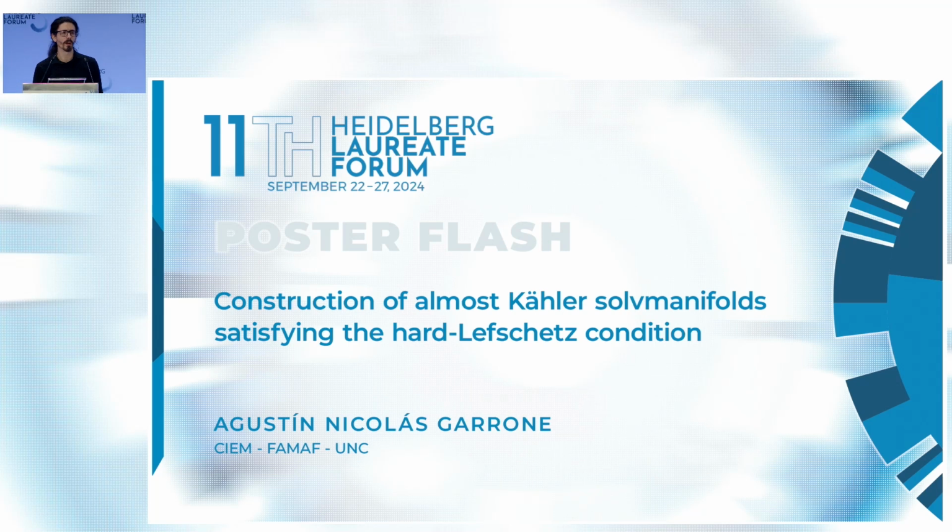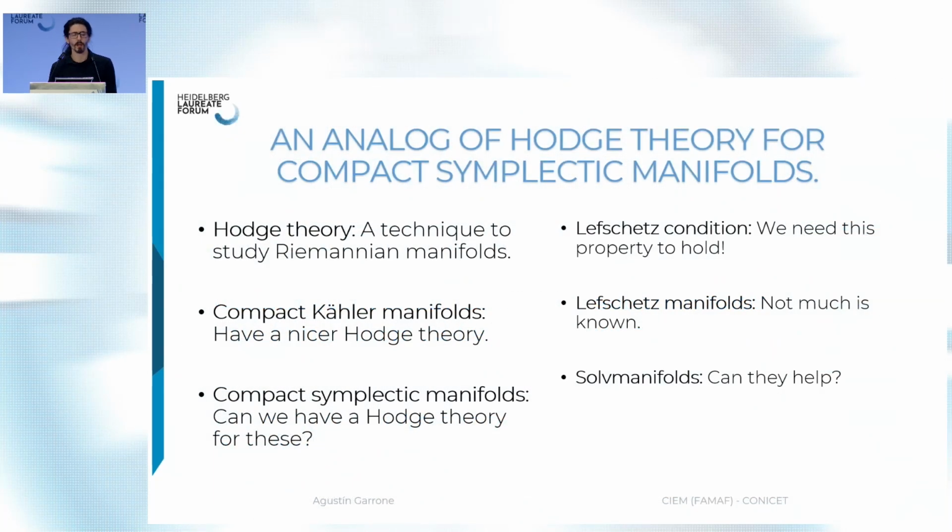So, hello everyone. Today, in the next 2 minutes, we're going to talk about differential geometry, more precisely, how to develop an analog of Hodge theory for compact symplectic manifolds. So what's that? Basically, you can say Hodge theory is a set of algebraic techniques we can use to study Riemannian manifolds, which are the main objects of differential geometry. For example, you can have compact Kähler manifolds, which are very well known and also have a very rich and very nice Hodge theory.